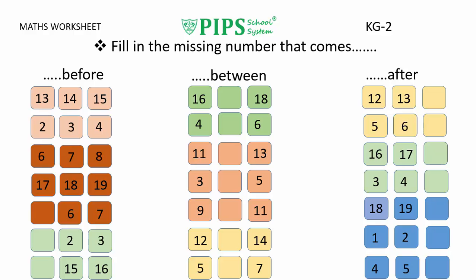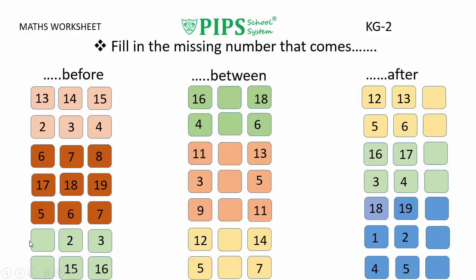Let us find the number which comes before 6. Start counting from 1, 2, 3, 4, 5, 6. 5 comes before 6. Now we will write the number 5 in the empty box like this. 5, 6, 7.